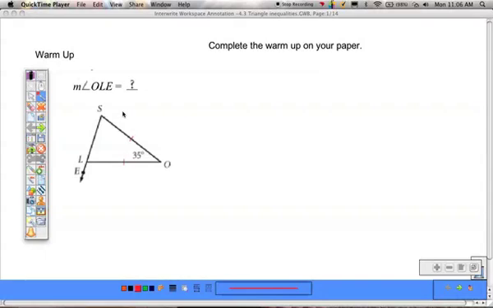Section 4.3 is split into 2 days, so today we're going to look at the triangle inequality conjecture. We'll start with a warm-up. Find the measure of OLE. So OLE, let's find that angle and I'll mark it.